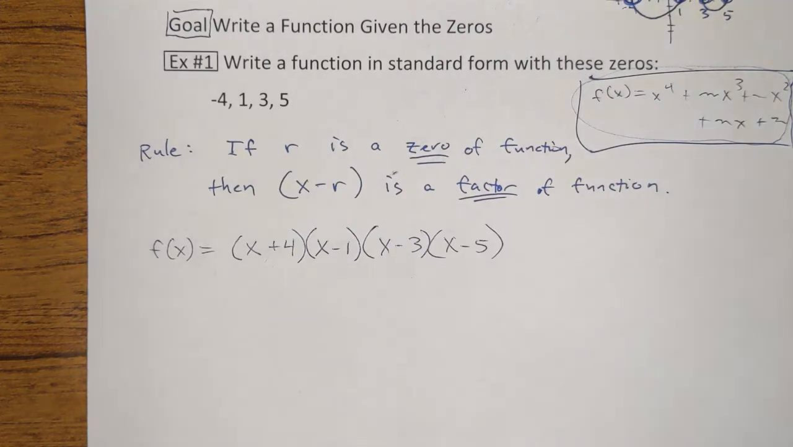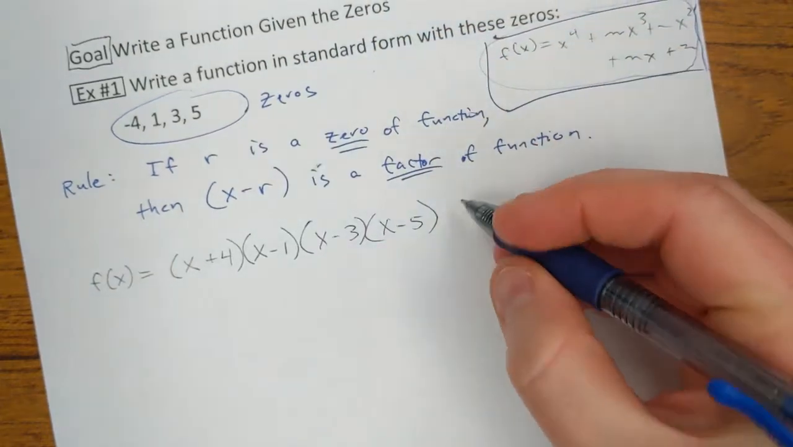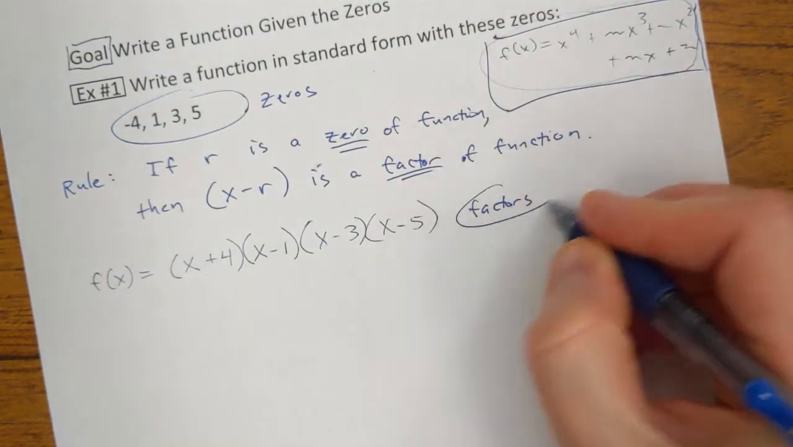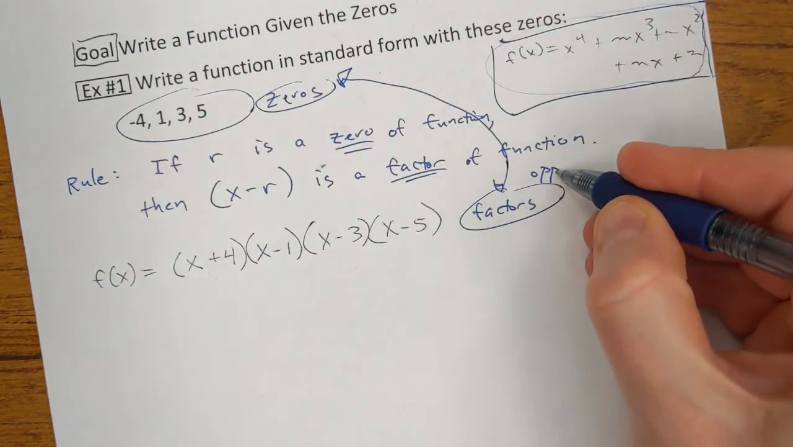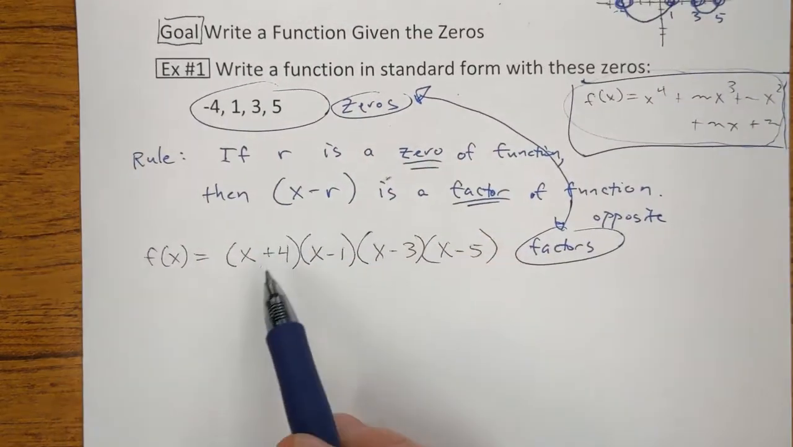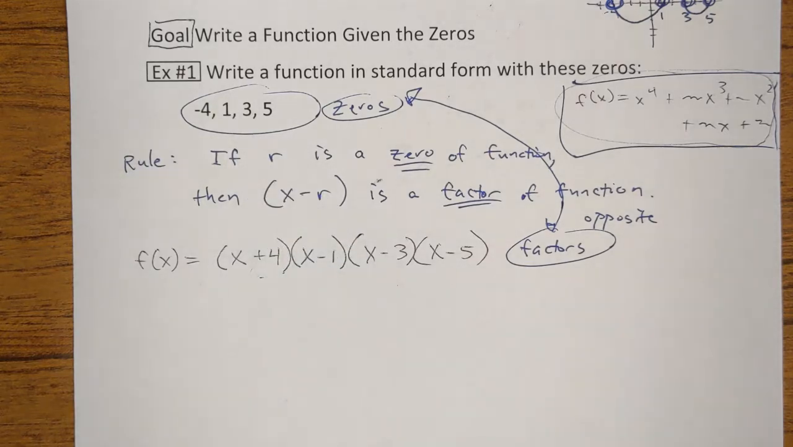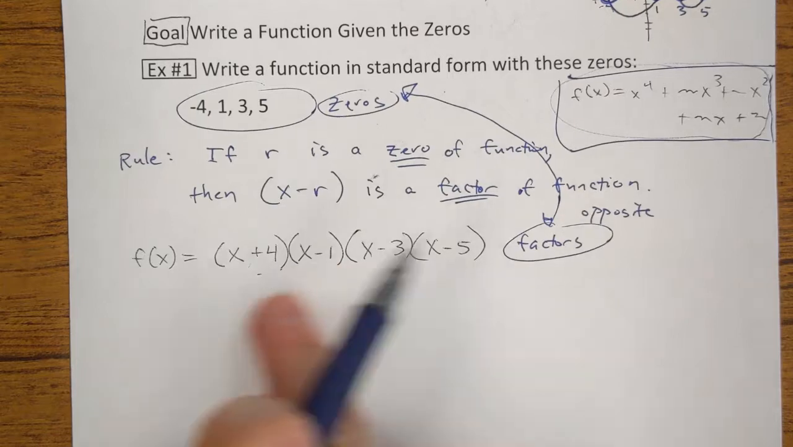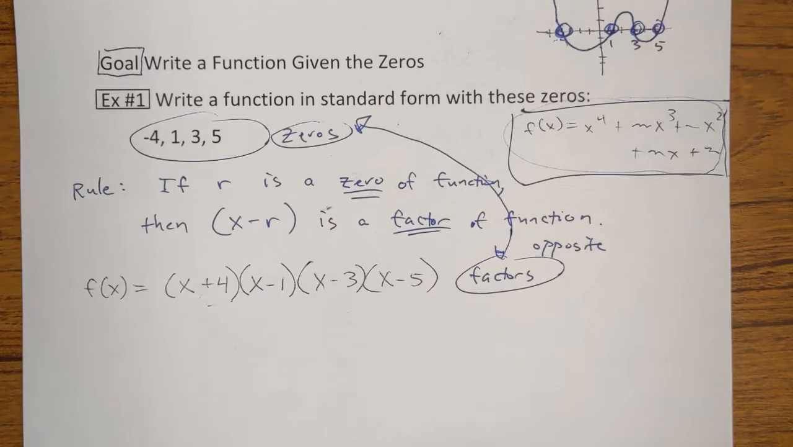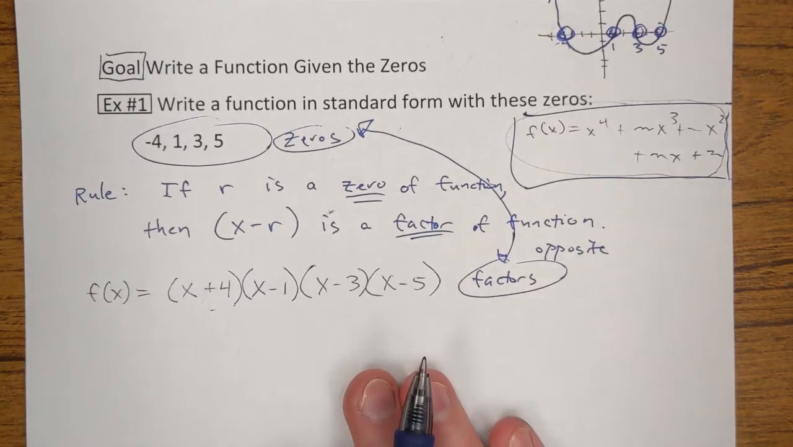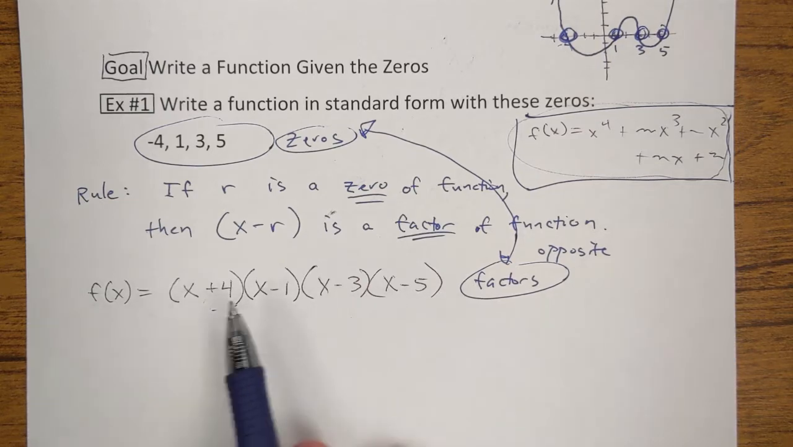The bottom line is that the zeros of a function and the factors of a function are really just opposites of each other. If the zero is -4, the factor is x plus 4. If the zero is 1, the factor is x minus 1, and so on. So now we just have to simplify this to get the answer. I'm going to simplify this first, and then later I'll show you on Desmos that it actually works. My advice is that these are a lot easier to simplify if you start on the right-hand side and work from the right to the left.